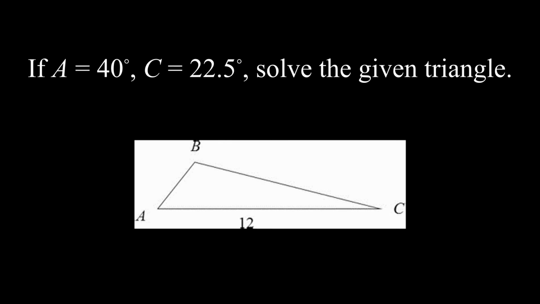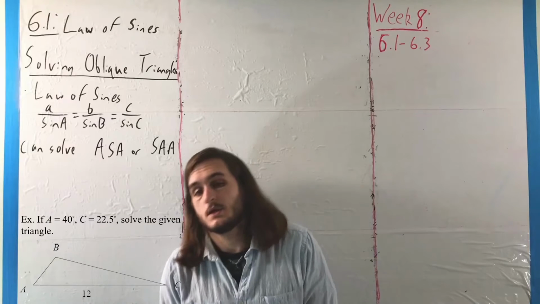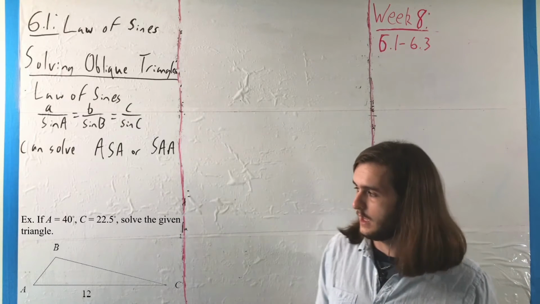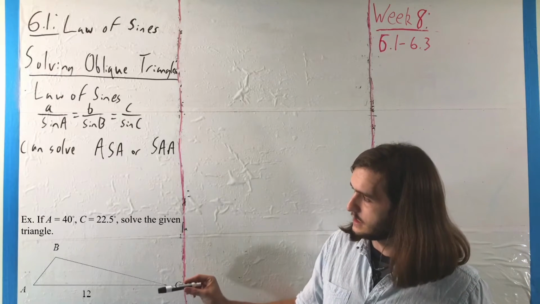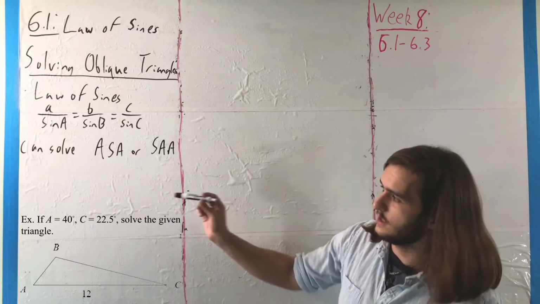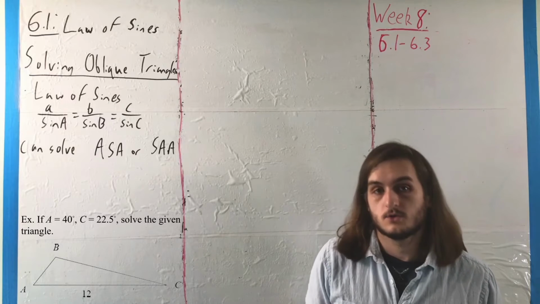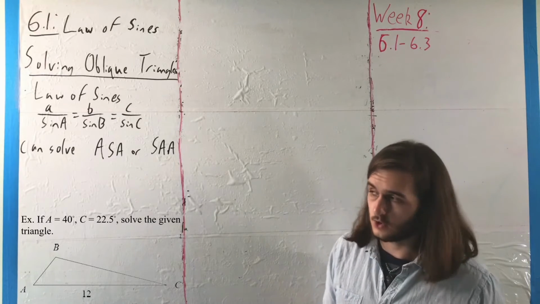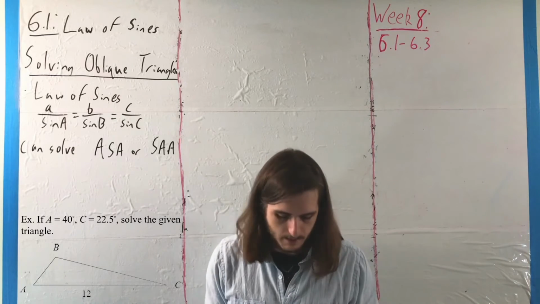So for our second example, we have the triangle here given where we're going to say that angle A is 40 degrees and angle C is 22.5, and we need to use that to solve the given triangle. So here we're given a side length and the two angles adjacent to it. That is an ASA, oblique triangle. ASA triangle of any stripe for that matter.